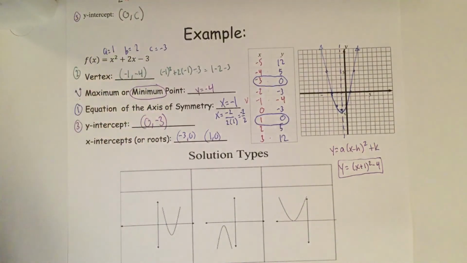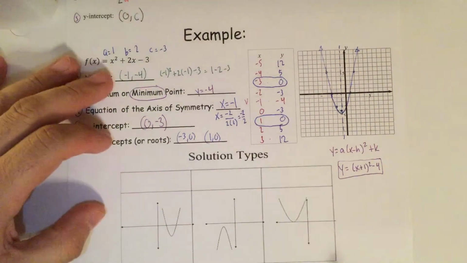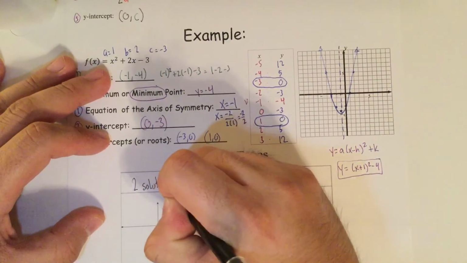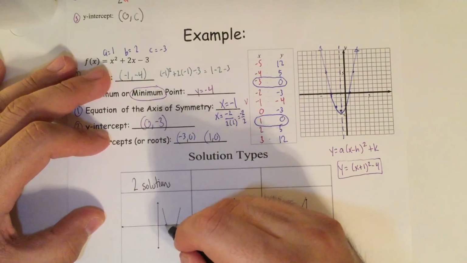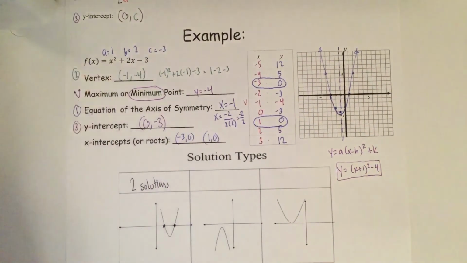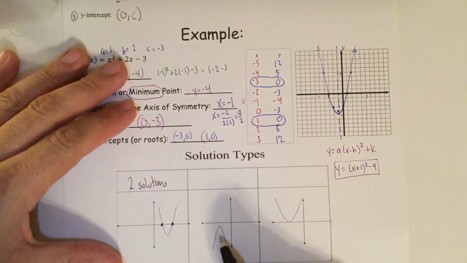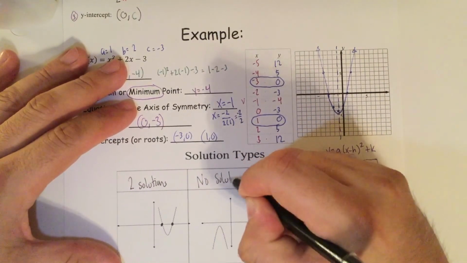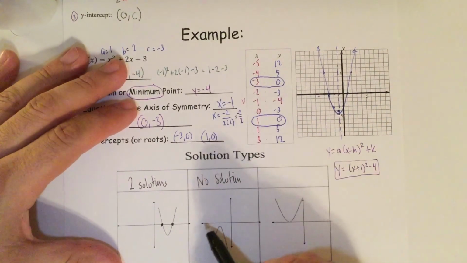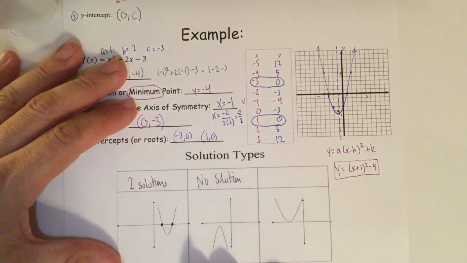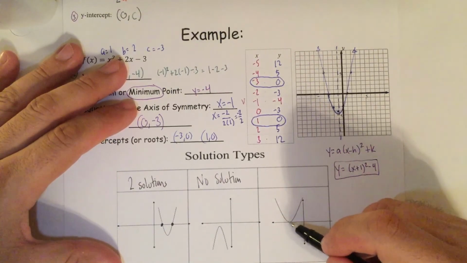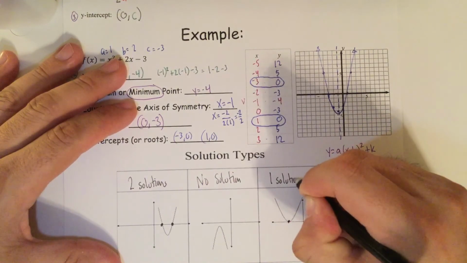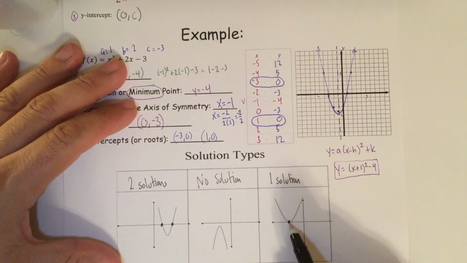Last but not least, we have solution types. So there's 3 types. The first one is called two solutions. And the reason why is because it crosses the x-axis twice. So we have 2 solutions right there. This one right here is called no solution. And the reason it's no solution is because it does not cross or touch the x-axis. You'll find out later on this has a special name. And last, this one crosses once. This is what we call one solution because it touches the x-axis at one point.